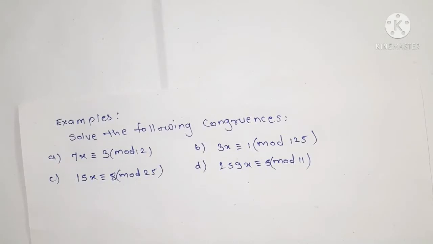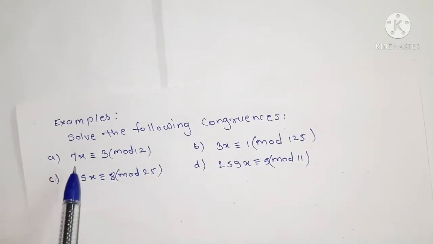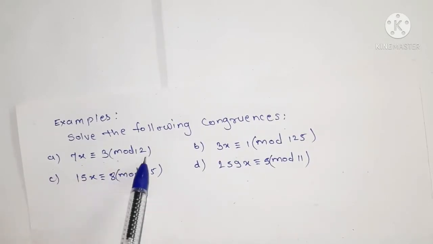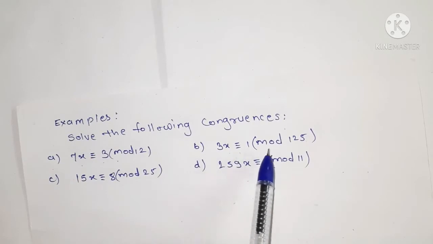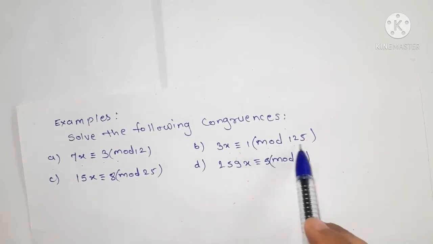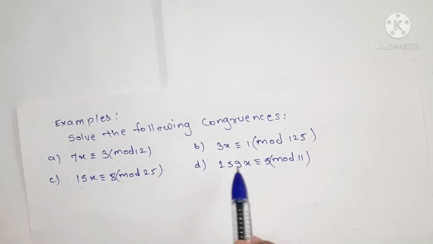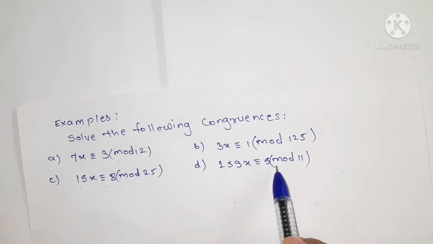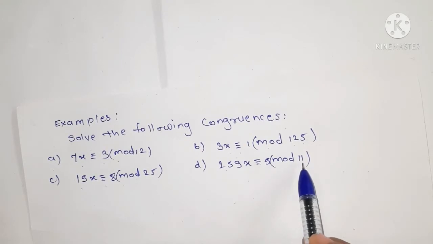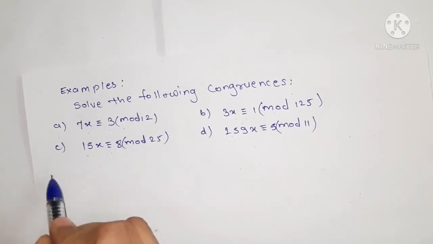Hello students, in today's lecture we are going to see examples to solve the following congruences. Our first example is 7x congruent to 3 mod 12, 3x congruent to 6 mod 125, that is here the modulus is 125, 15x is congruent to 8 modulo 25, and 259x is congruent to 5 modulo 11. Okay, we see how to solve this example.